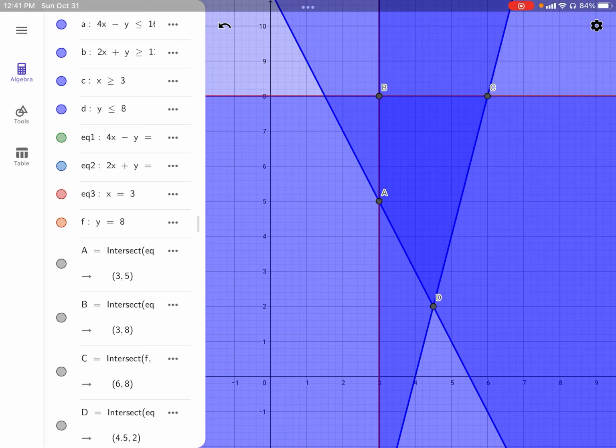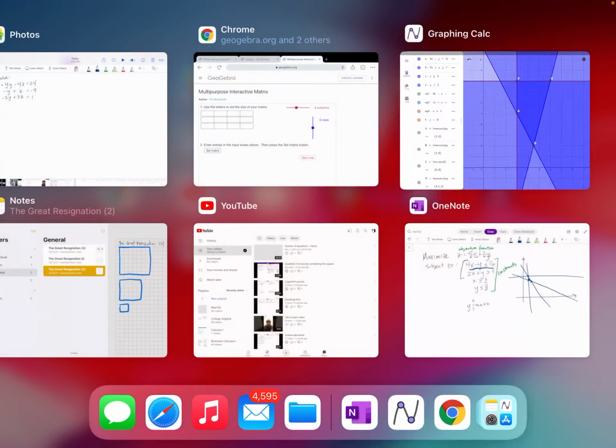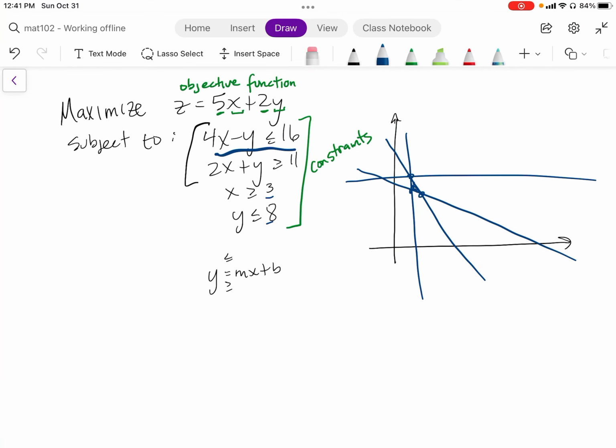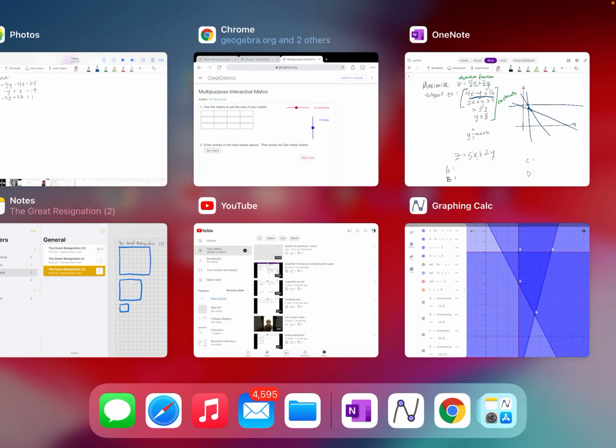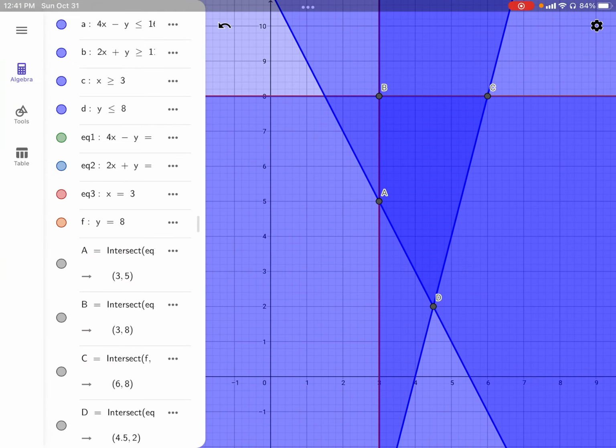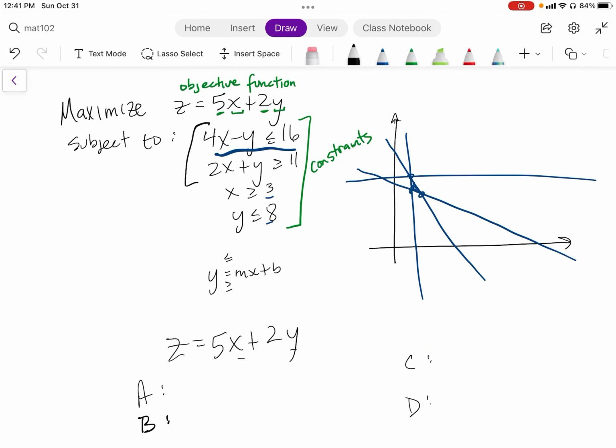Well, I could go back and plug 3, 5, and 3, 8, and 6, 8, and 4.5, 2, okay, into my objective function, right? Z equals 5x plus 2y, and then use my point A, plug in my x, y, see what value I get. Use B, see what value I get. Use C, see what, but let's utilize technology. Okay, that is one option. I don't even remember the points. But, you know, like we had, what, 3, 5, and 3, 8. So we can do that.